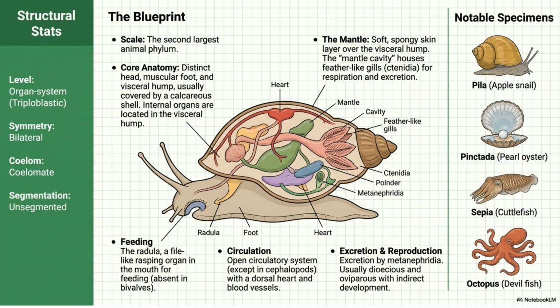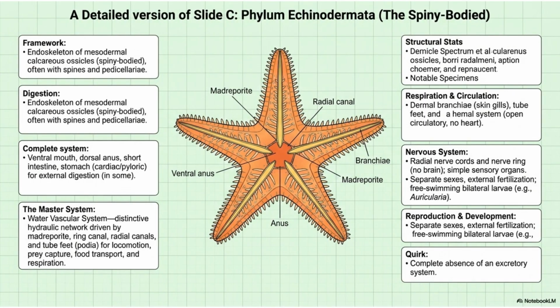They typically possess a shell, a muscular foot for movement, and a mantle covering the visceral mass. They also utilize a rasping organ called the radula for feeding. Phylum Echinodermata, the spiny-skinned, are unique as adults show radial symmetry, despite being bilaterally symmetrical as larvae. They have an organ system level and are coelomates.